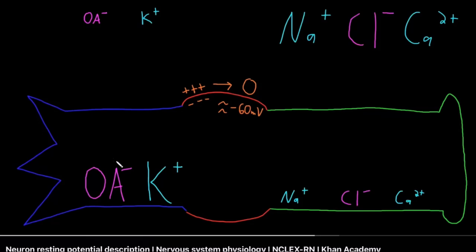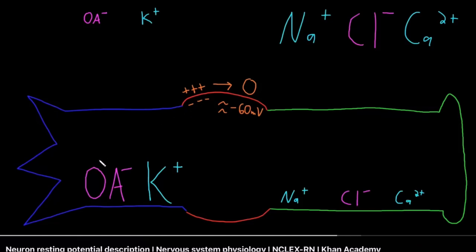Each of these ions, therefore, is going to be acted on by two forces that try to drive them into or out of the neuron. The first is an electrical force from the membrane potential, because each ion will be attracted to the side of the membrane with the opposite charge. Opposite charges attract each other, and like charges repel each other.